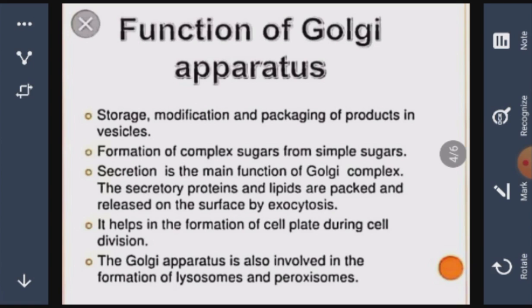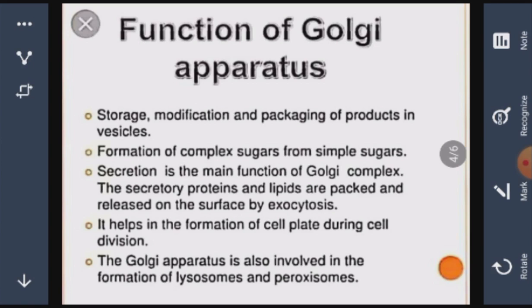Fourth point, it helps in the formation of the cell plate during cell division. Yes, in plant cells you have seen that during cell division, when one cell divides into two cells, a cell plate is formed between the two cells. That you will learn in the botany portion. Just remember this as of now.